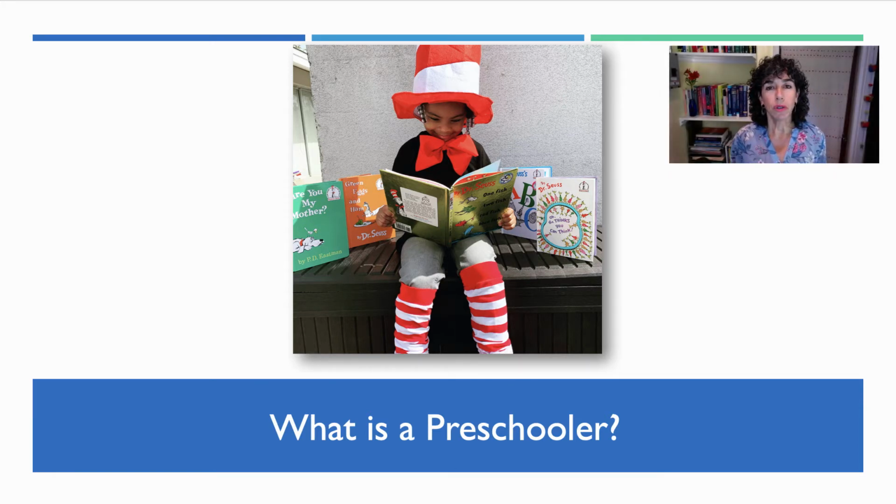First, it's important to understand what exactly a preschooler is. Typically, a child who's between the ages of 3 and 5 years of age and is attending preschool or some sort of early education program is termed a preschooler.